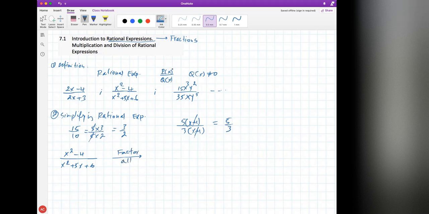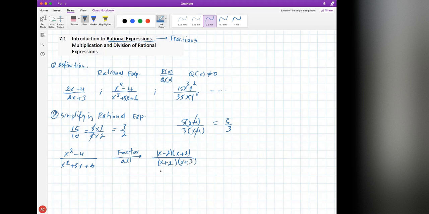And basically, as you can see, we have two polynomials here, a binomial and a trinomial. You can use the difference of squares here, so x minus 2, x plus 2. How do you factor the other one, the bottom? x plus 2, x plus 3.